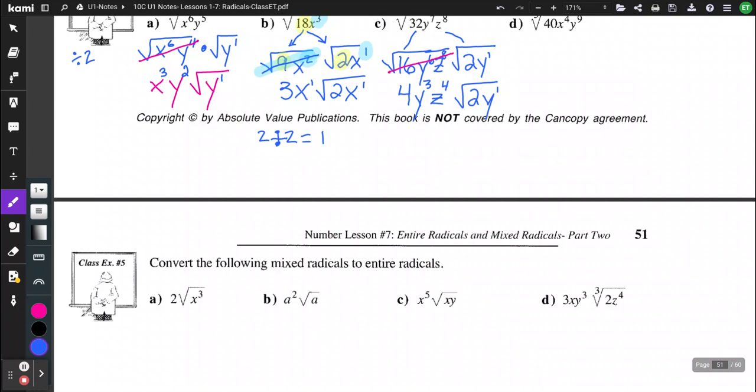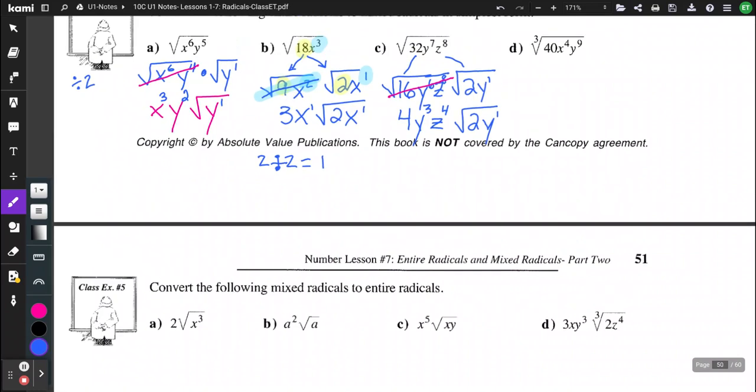My next one, I'm dealing with a cube root. When you're dealing with a cube root, all you're doing is looking at the cube root sign, and all of your letters have to be able to divide by 3. So 40 is going to divide into 8. So cube root 8 and cube root 5. 8 times 5 is 40.